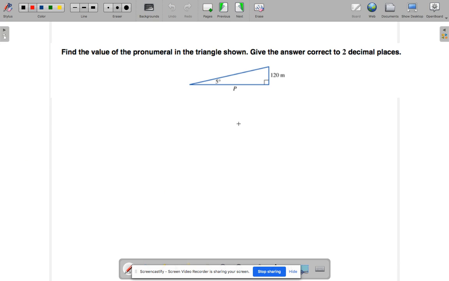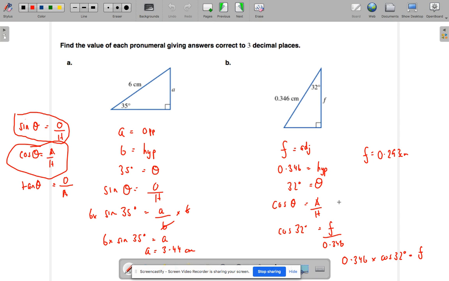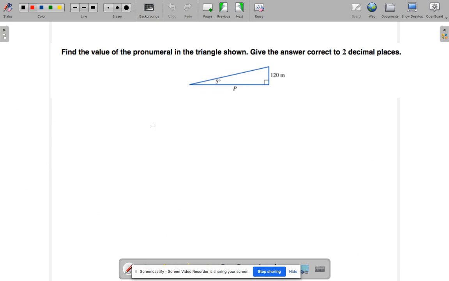All right. There is another scenario though, because if you look at the previous questions, you notice that what we've been trying to find here is on the top of the fraction. Okay? The A there and the F there is on top of the fraction. Sometimes, though, what you're trying to find is on the bottom of the fraction. And here's a classic example.